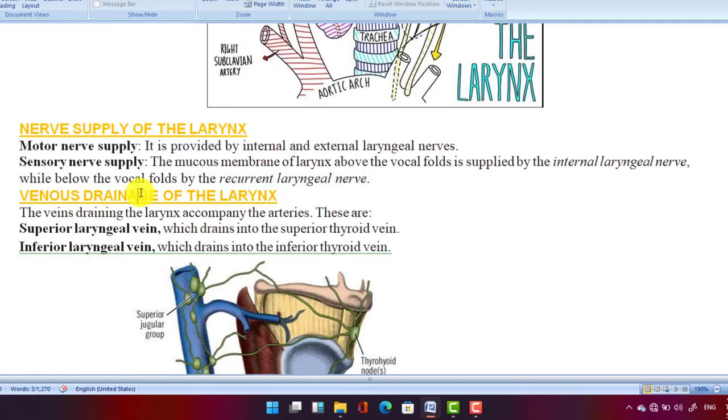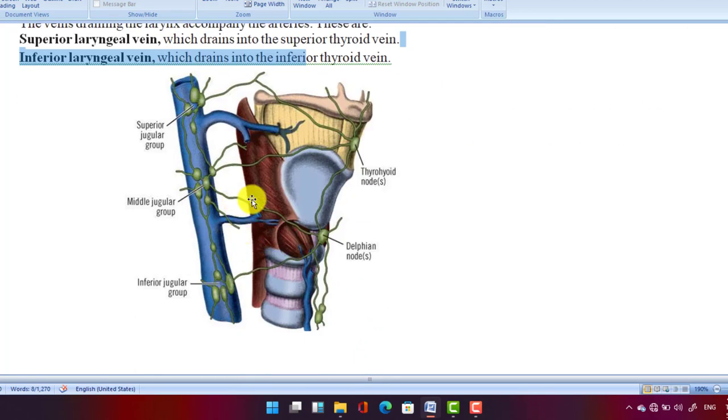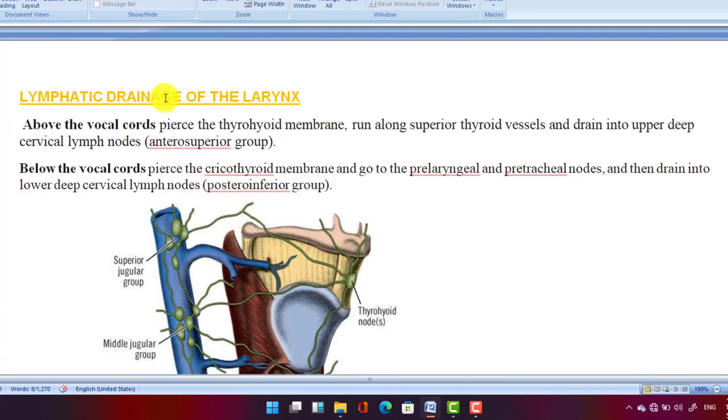Okay, what about the venous drainage of the larynx? The venous drainage also accompanies the arteries. So these are the superior laryngeal vein and inferior laryngeal vein. Both of them drain into the superior thyroidal vein and inferior thyroidal vein. Done. Then what about the lymphatic drainage of the larynx?